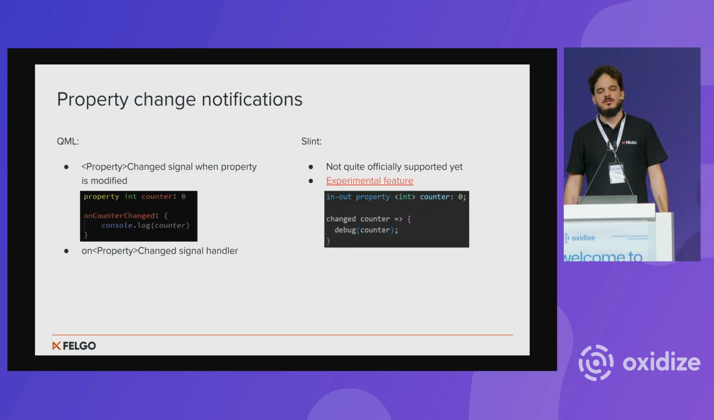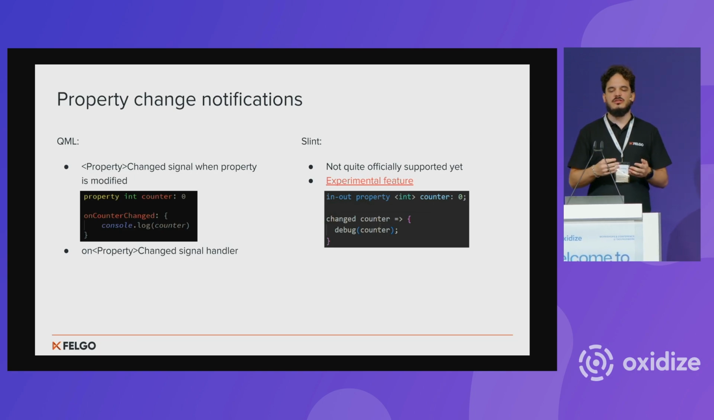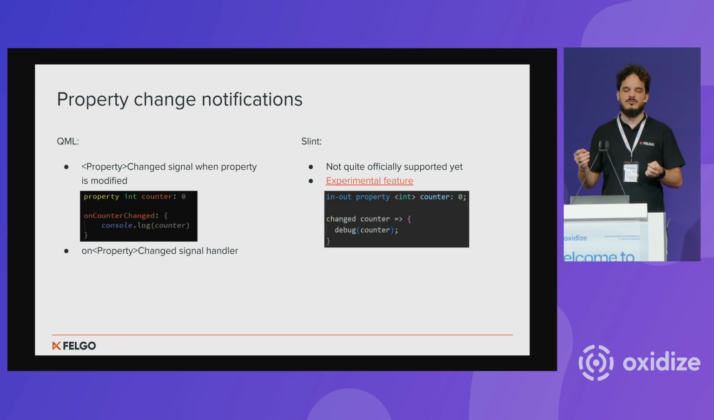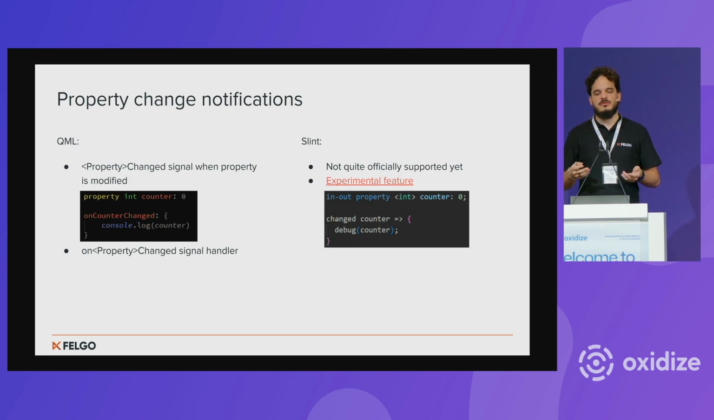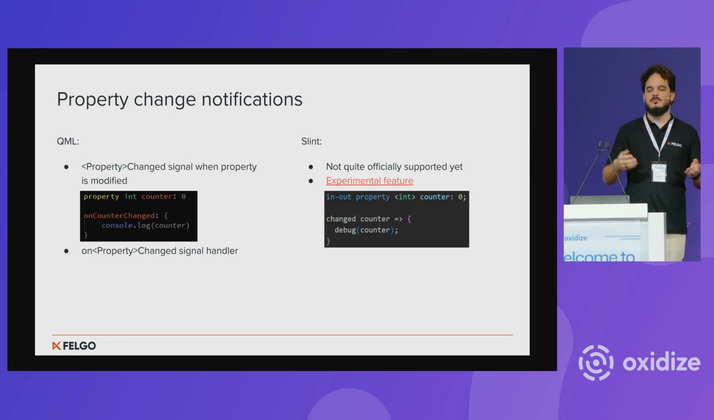And the property change notifications. So what are these? In QML, a signal is emitted every time you change a property, like the property counter in this case. And you can react to this using signal handlers like onPropertyChanged, and do something.